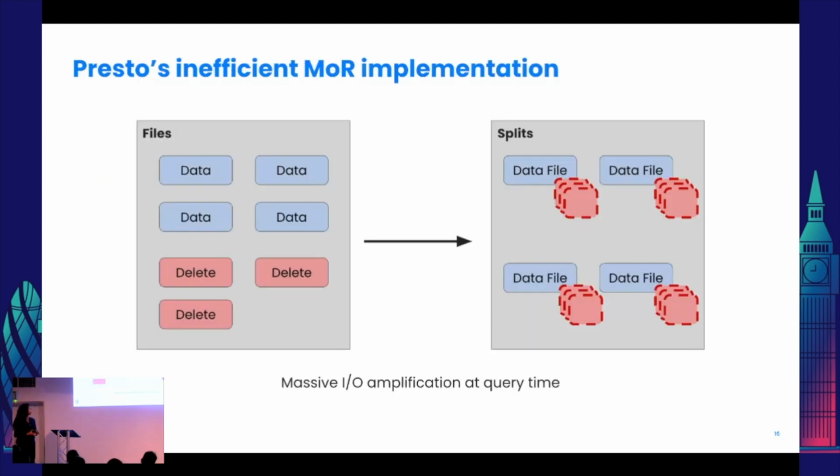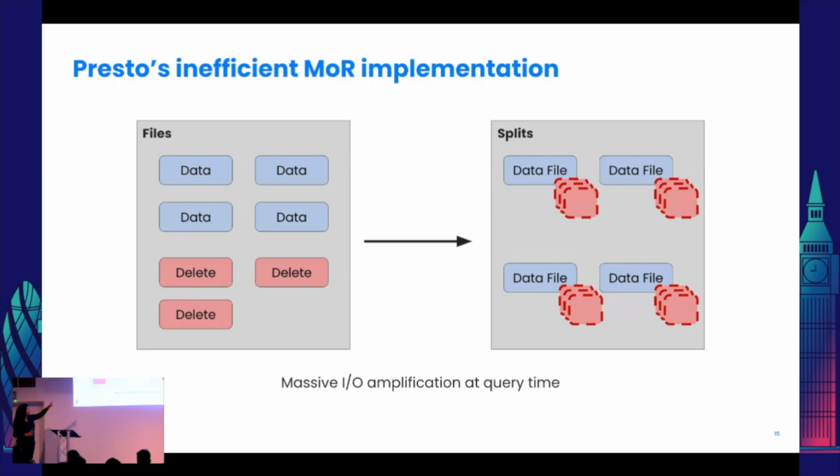Okay, so there's an example. Presto used to have, until a few months ago, an inefficient merge on read implementation. So these are the delete files and those are the data files. Okay, step back: the data files represent the state of the table right now, and then these new delete files come in to say, delete these rows.